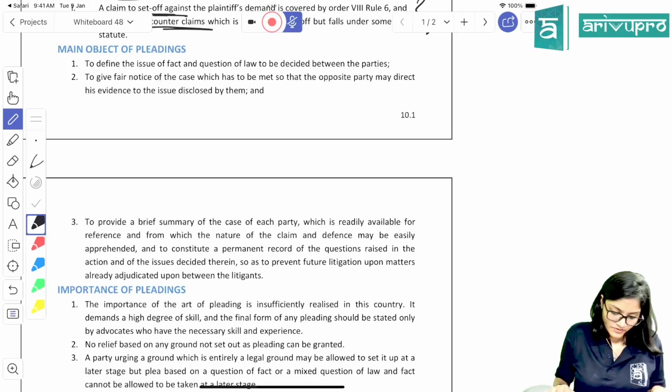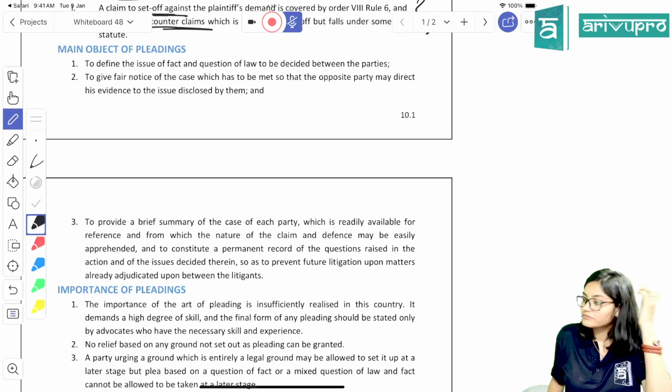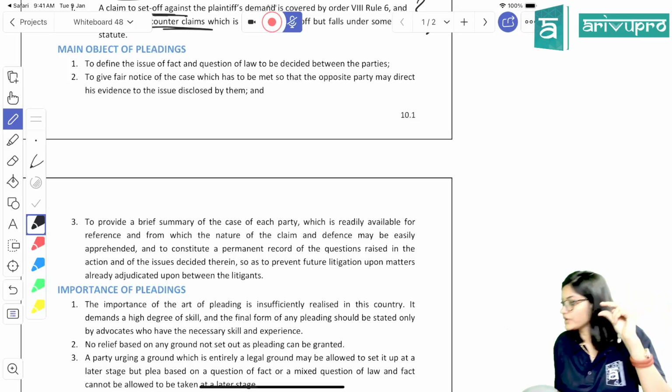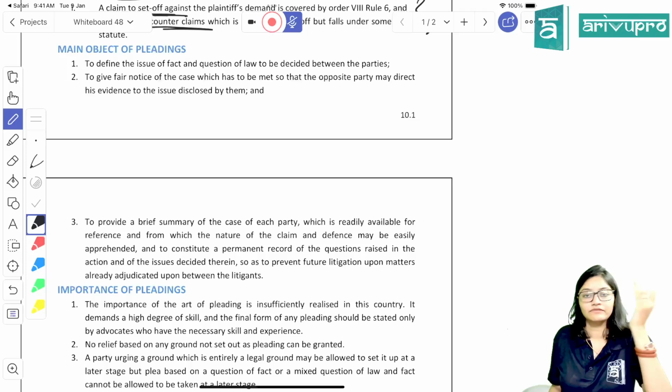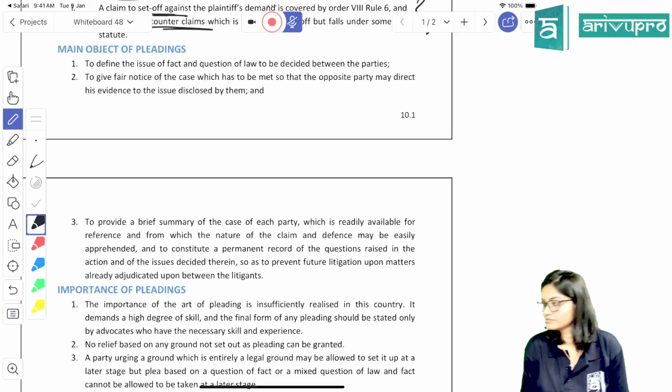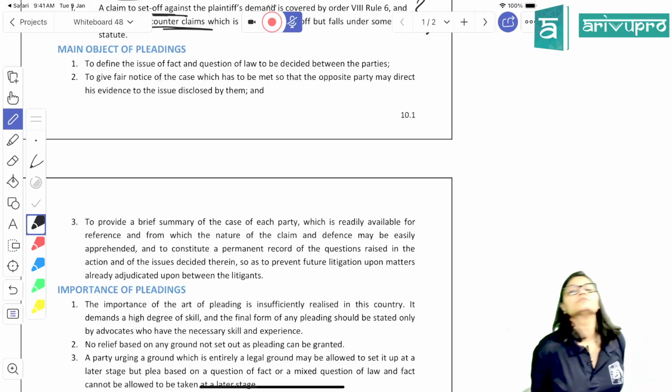Okay. What are the main objects of pleading? If this question comes, ma'am, first of all, we will write the introduction about the pleading. What do you mean by pleadings? Then we will start. Okay. Then, yes. What are the main objects of pleadings?